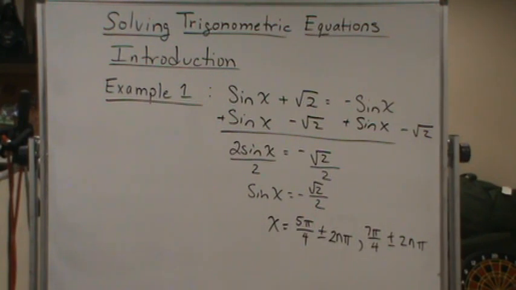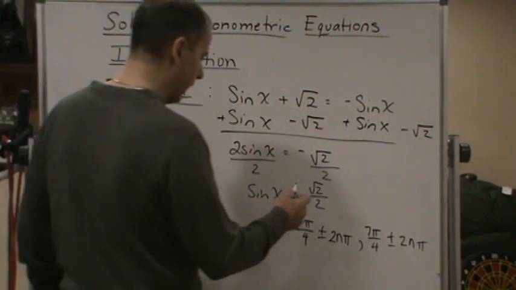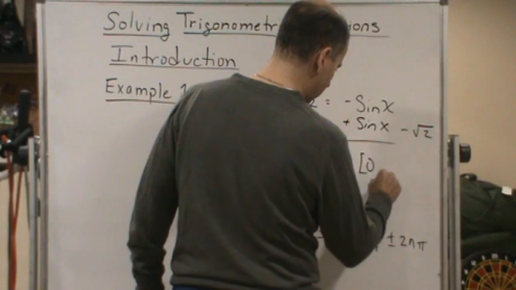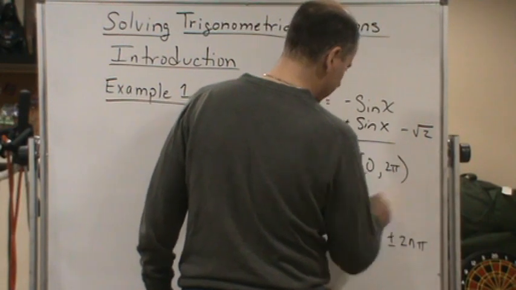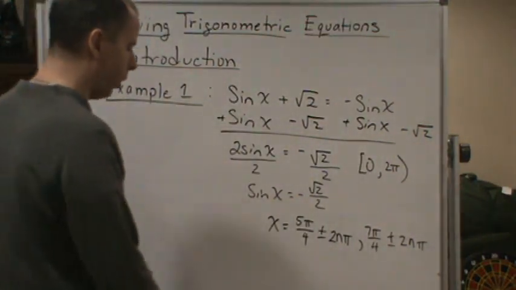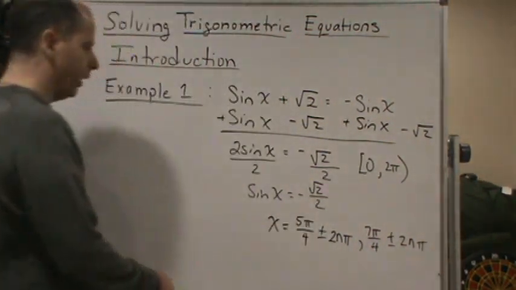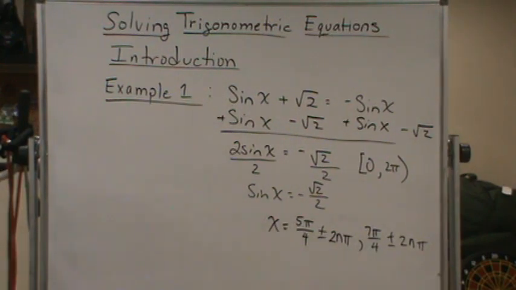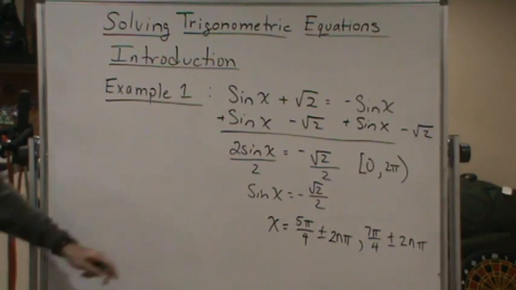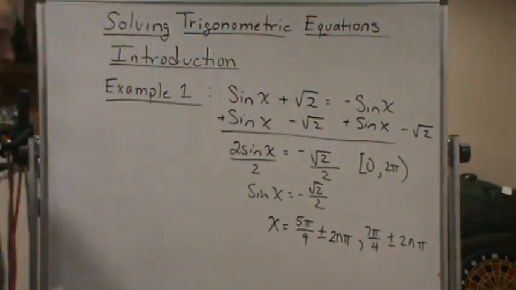Now, if we were looking at a restricted domain, for example from 0 to 2 pi, not including 2 pi, then of course the answers would be just 5 pi over 4 and 7 pi over 4. But if we're looking at the general solution and there's no restriction on the domain, then it would be these two plus 2n pi, which would be an infinite solution set. Okay, the general solution.